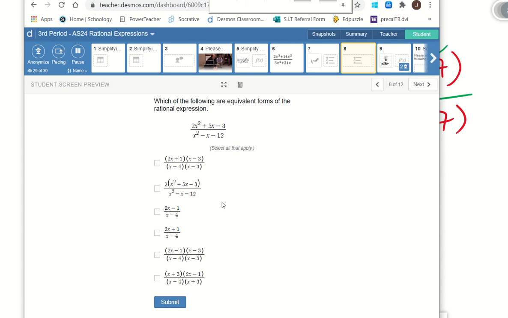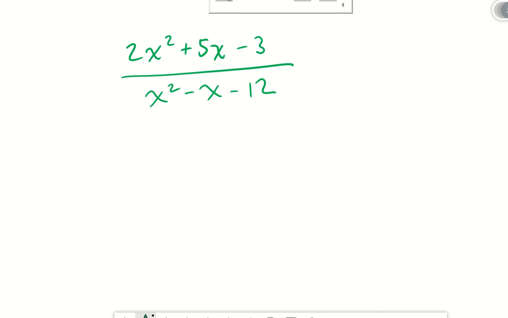Next one, which of the following are equivalent forms of the rational expression below? The first step here is going to be to factor both the top and the bottom. The bottom looks easier, so I'm going to do that first. I've got x minus 4 times x plus 3. Negative 4 and 3 add up to negative 1, and negative 4 times 3 is negative 12.